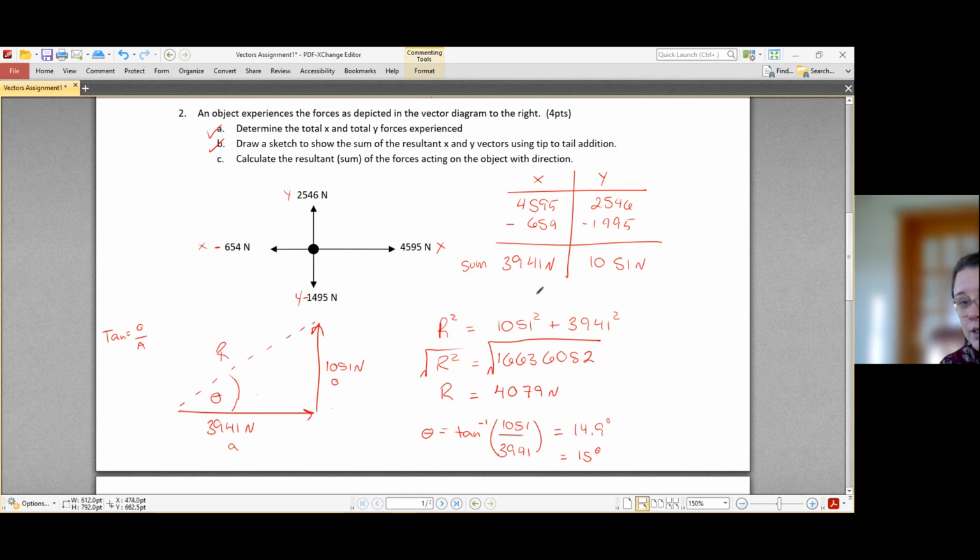So that's everything we need to calculate for C. If I was going to write my final answer, it is 4,079 newtons at 15 degrees. So that's your answer for C. Pretty straightforward, lots of little pieces. That's why these are multi-step questions. Pythagorean theorem and the tan ratio are the two biggest things. Pretty simple question.